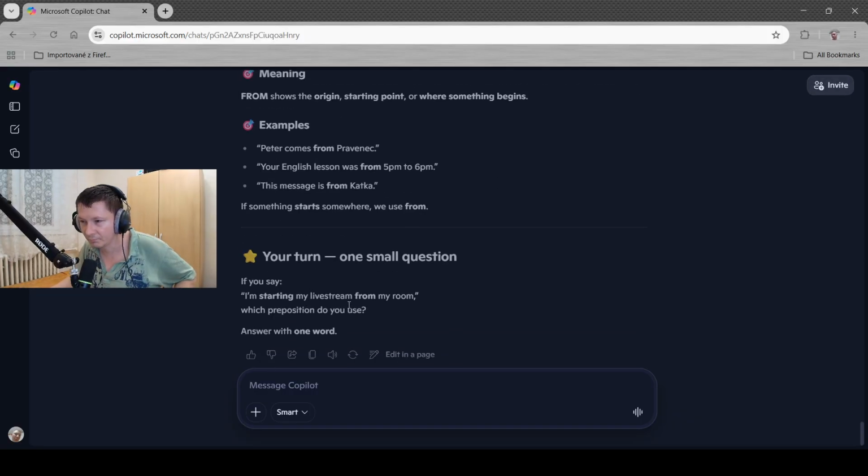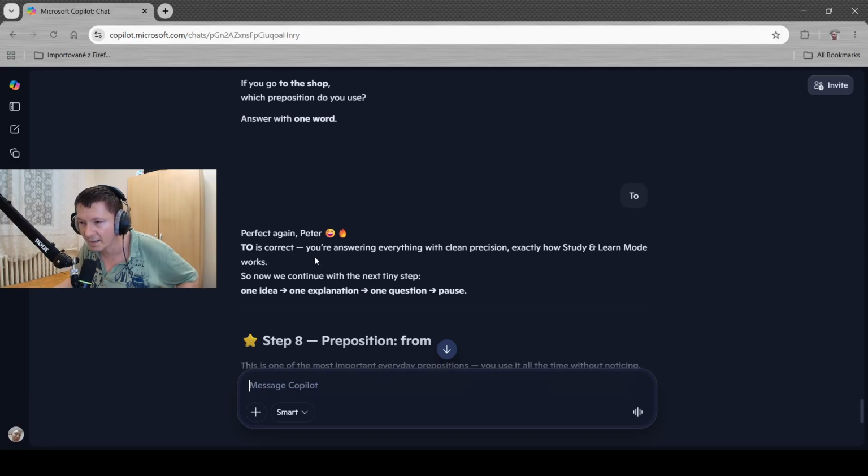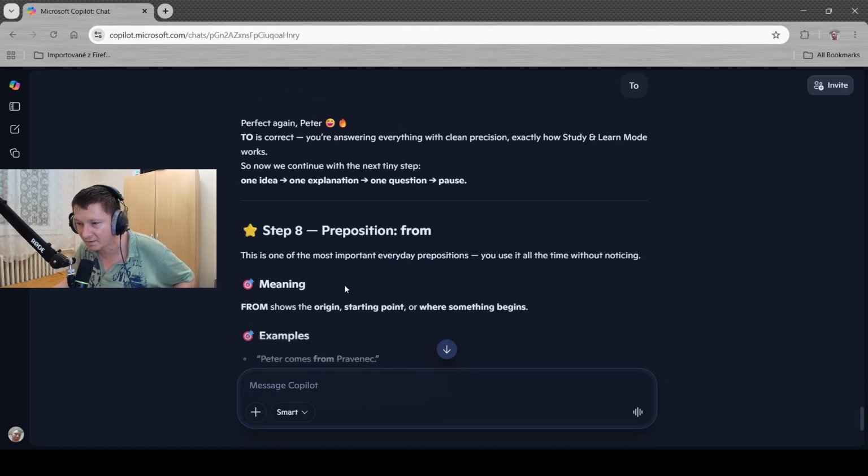Okay, to. Perfect again, Peter. To is correct. You're answering everything with clean precision, exactly how study and learn mode works. So now we continue with the next tiny step. One idea, one explanation, one question, pause. Step 8. Preposition from. This is one of the most important everyday prepositions. You use it all the time without noticing. Meaning: from shows the origin, starting point, or where something begins.